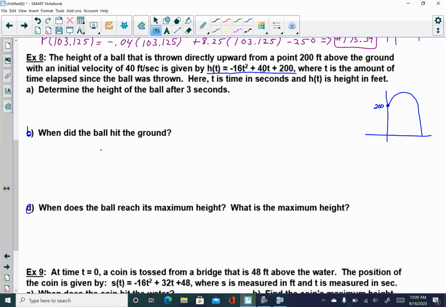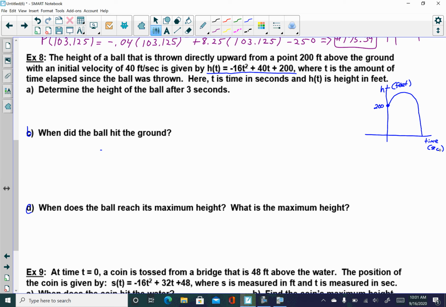Because if you plug 0 in for both of those t's, I've got y left in at 200, okay? Just to help you in terms of how all of these pieces tie together. T represents the amount of time elapsed since the ball was thrown. T is time in seconds here, and H is height in feet. So this would be on the y-axis, we're measuring height in feet, and along the x-axis, we are measuring time in seconds.